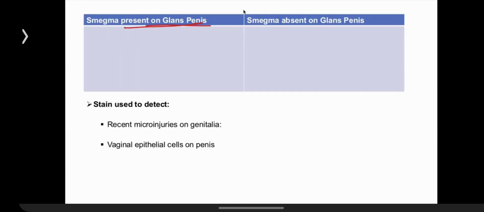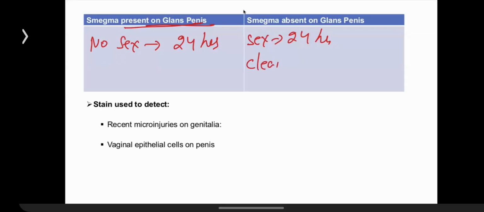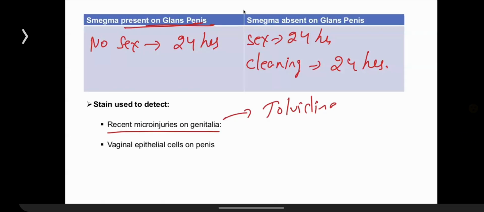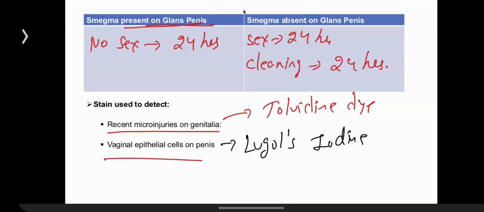If smegma is present on the glans penis, that means no sex in the past 24 hours. If smegma is absent, that means either there was sex in the past 24 hours or cleaning of private parts has been done in the past 24 hours. The stain used to detect recent micro injuries on genitalia is toluidine dye, as I told you. And to detect vaginal epithelial cells on the penis, which stain? Lugol's iodine and PAP stain.